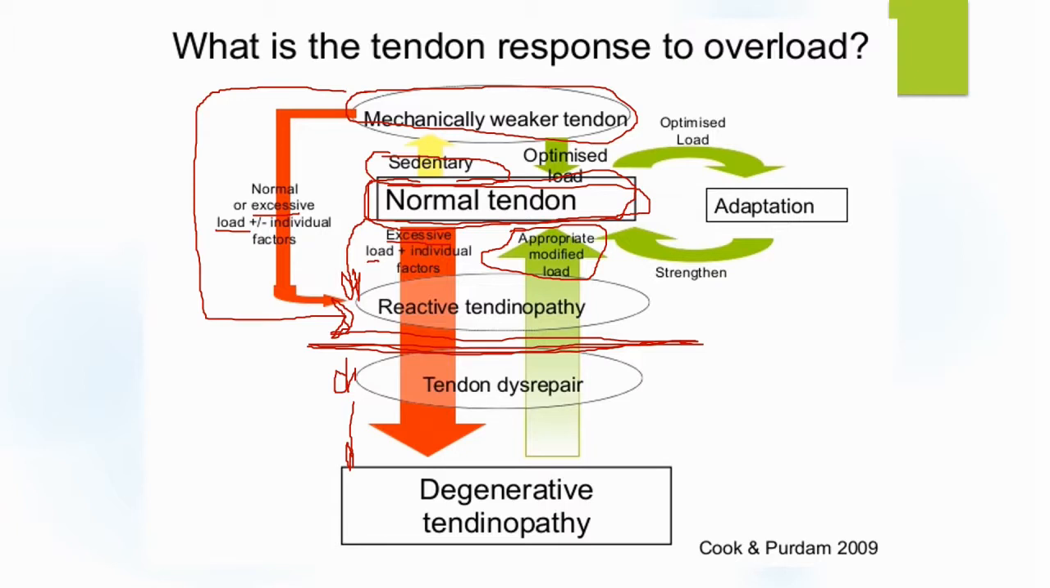If we can apply appropriate modified loads to the tendon, and if we can attenuate some of the risk factors associated with tendinopathy, we refer to that as optimizing the load. In other words, administering loads that are neither excessive nor insufficient. If we can optimize the load, we can get some reversal of the tendon pathology continuum.